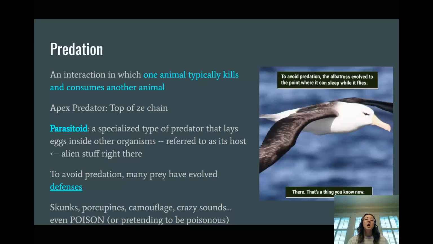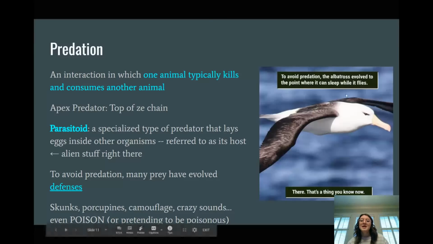So to avoid predation, a lot of prey have evolved different defenses. First we're going to look at animal ones because later we'll talk about plant defenses. So things like skunks that spray their spray, porcupines that have their needles, different animals can camouflage. You see that all over the place with butterflies, with chameleons, with other lizard species, crazy sounds to scare off animals, and then sometimes poison. So things like poison dart frogs. Or you have other really interesting defenses like this albatross. It's this bird species that has evolved where they can sleep while flying, because when they're flying, they're safer from predators.